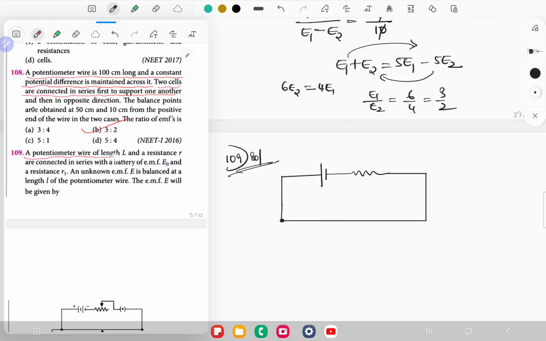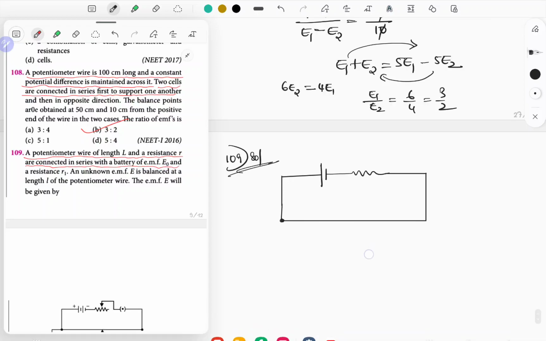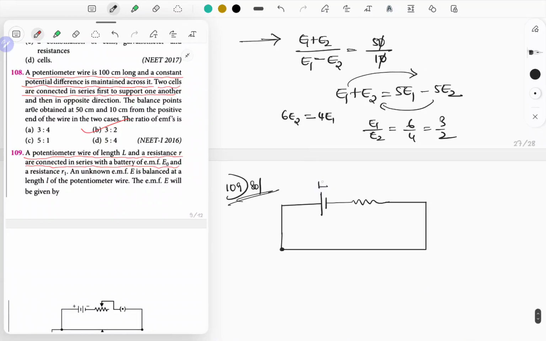A potentiometer wire of length L and a resistor small r are connected in series with a battery of EMF E0. Look at this. So this is the battery of EMF E0 with internal resistance small r, and this is the potentiometer wire which is of length L. Okay.